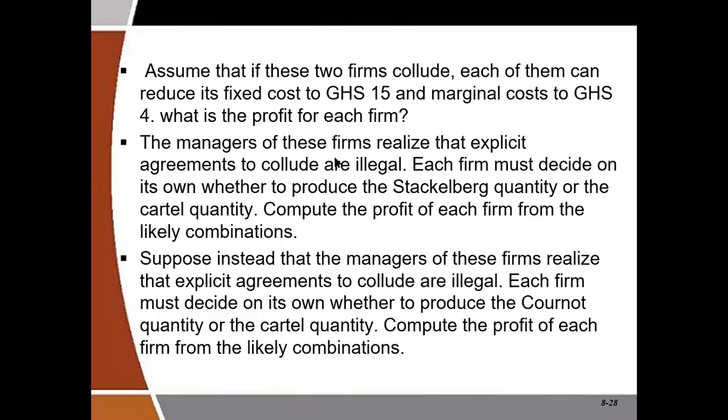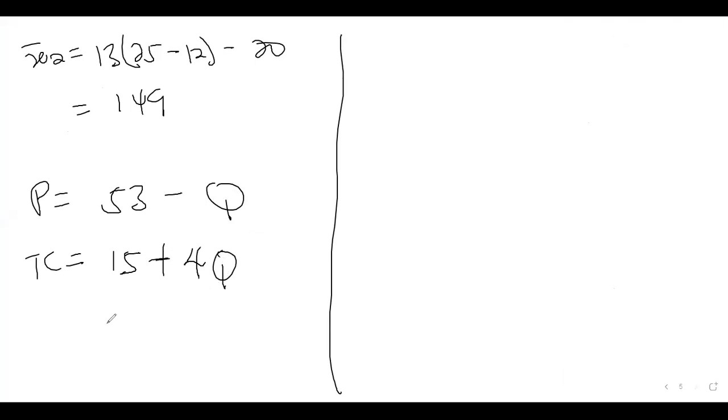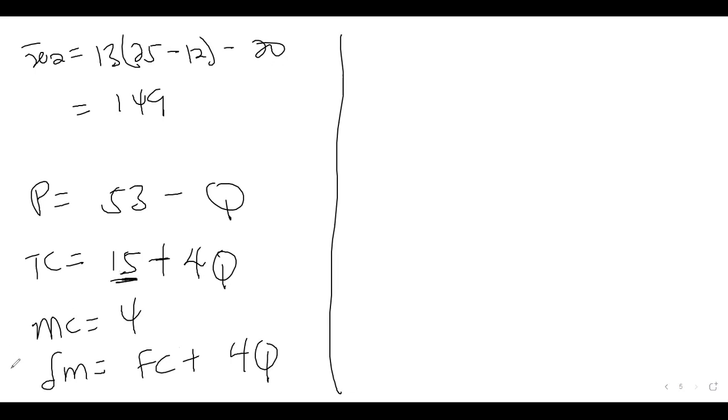So here, if they collude, the price function will now become 53 minus Q, because Q1 will now add to Q2, then we have the industry output. Then the total cost function will be the fixed cost, which is 15, plus the marginal cost, which is 4. When you differentiate total cost, you get a marginal cost of 4. So when you integrate the marginal cost of 4, we get fixed cost plus 4Q. Since the fixed cost is given as 15, the total cost equals the integral of marginal cost plus the fixed cost of 15.